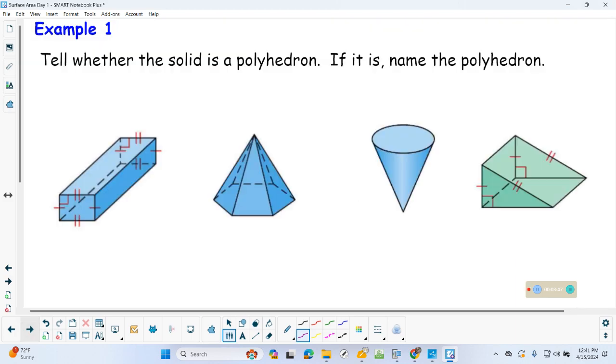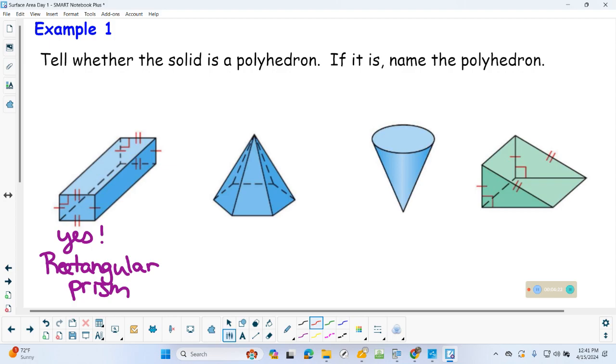So here we go. Let's do it. Tell whether this solid's a polyhedron, and if it is, name it. First, yes or no is all I need. Is this a polyhedron? Yes. Now, the question is we need to name it. First question for you. Is it a prism or pyramid? Prism. And what shape are the bases? Rectangle. So I'm going to say rectangular prism. Got it.